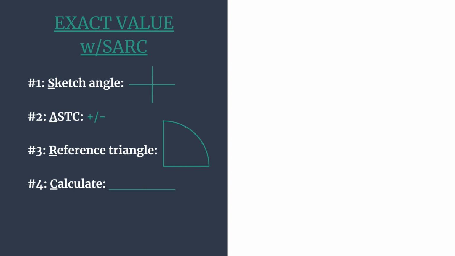So a quick overview, the S stands for sketch the angle. We'll sketch the terminal side of our angle. A stands for A.S.T.C, and this acronym is going to help us know which trig functions are positive in each quadrant so that we can decide if our final answer for our exact value should be positive or negative. The R stands for reference triangles, so then we'll find our reference angle and then the special right triangle and coordinates that correspond with that reference angle so that we can calculate. And remember, we're doing this for the secant of negative 2 pi over 3.